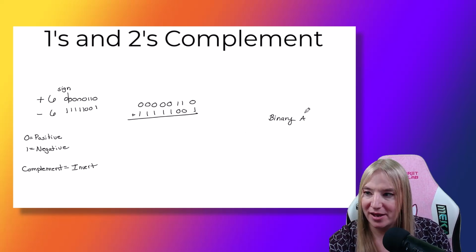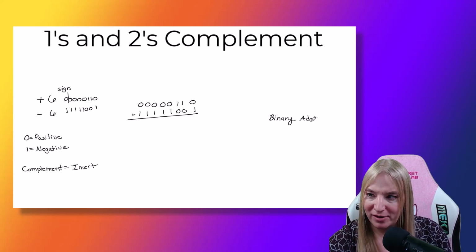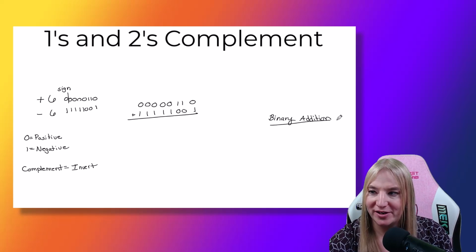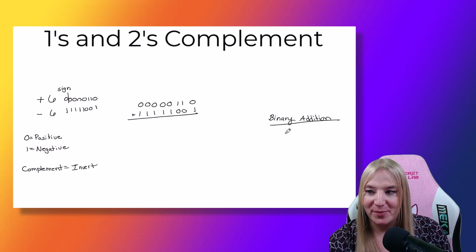If I can get this cooperating over here. The rules of binary addition. All right, hopefully you guys remember this, but if you don't, this is a good refresher.